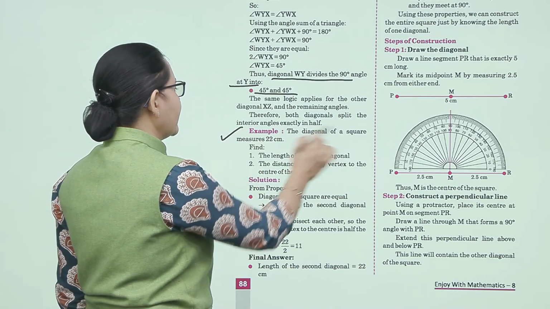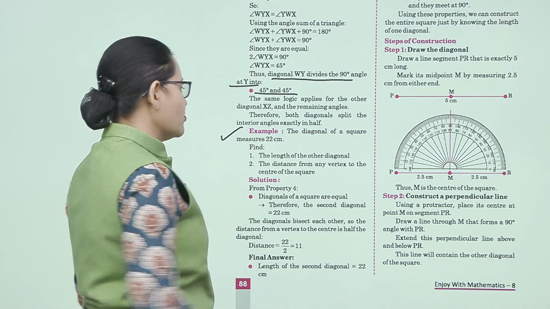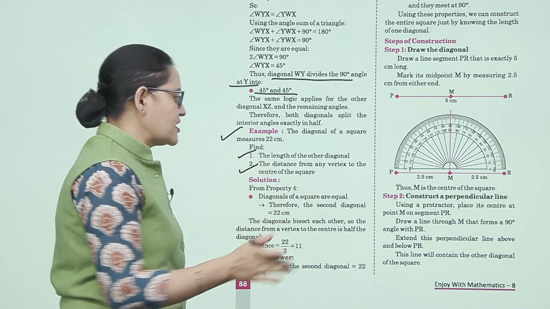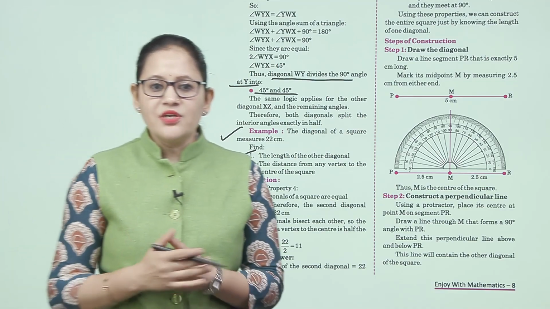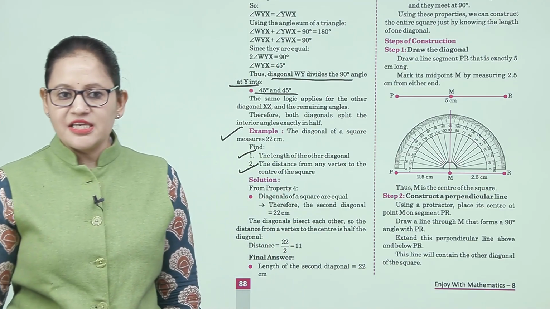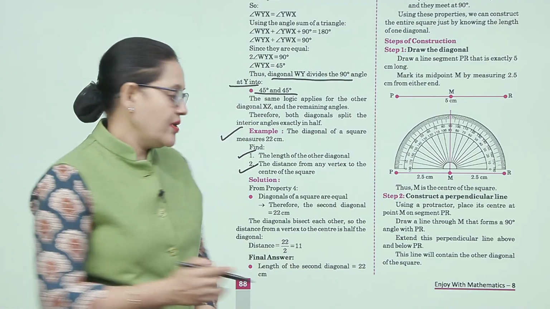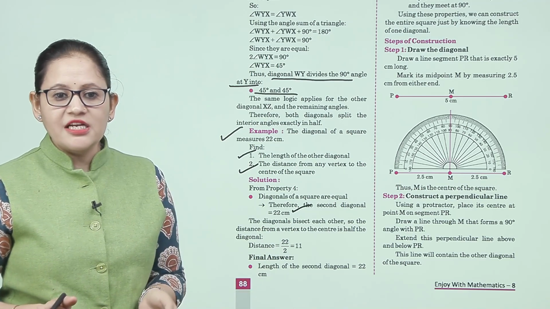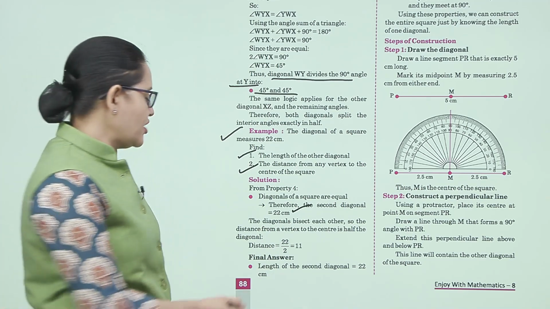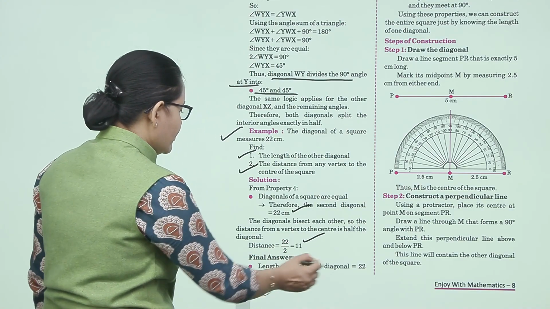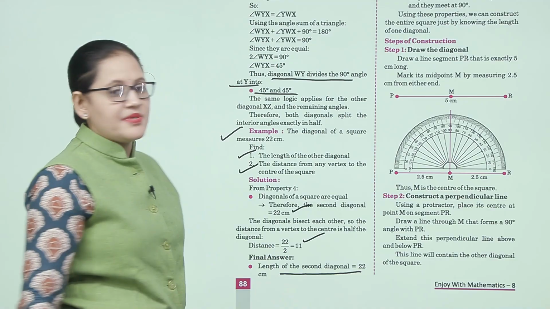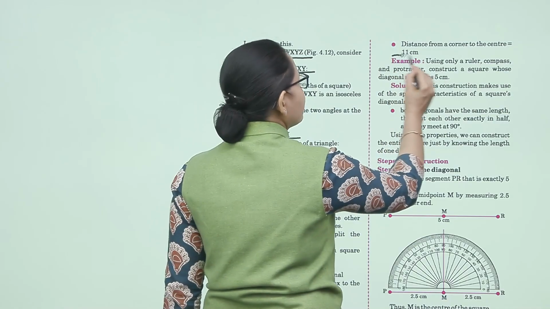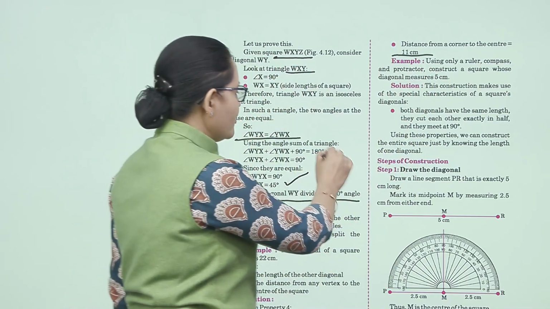Here we will take an example. The diagonal of a square measures 22 centimeters. Now we have to find the length of the other diagonal and the distance from any vertex to the center of the square. So we know from property 4, diagonals of a square are equal. Therefore, the second diagonal is also 22 centimeters. The diagonals bisect each other. So the distance from the vertex to the center is half, 22 upon 2, 11. So the length of the second diagonal is 22 centimeters, and the distance from corner to center is 11 centimeters. So practice all the examples.